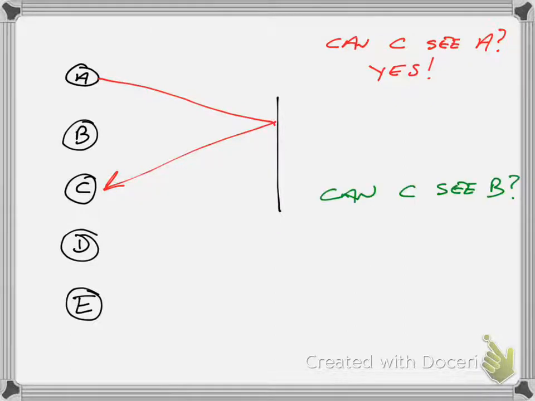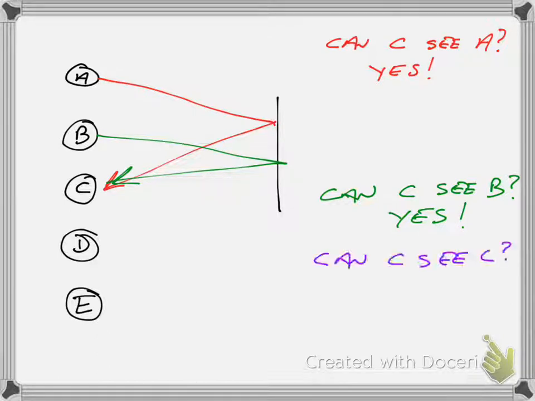So then I ask, well, can C see B? And you say, well, there's that light ray. And so yes, student C can see B because that light ray leaves B, hits the mirror, bounces off, and hits student C in the eye. And then, of course, the question that just begs to be asked is, can C see C?